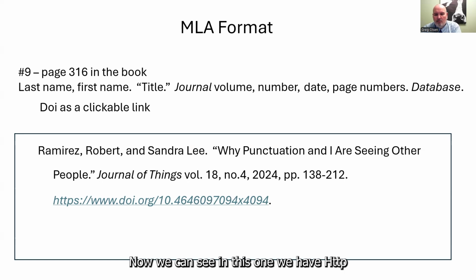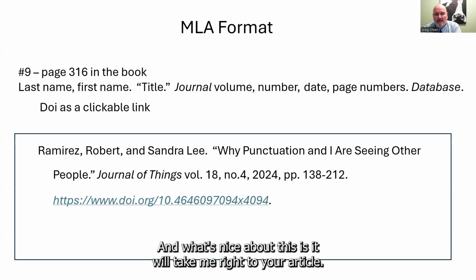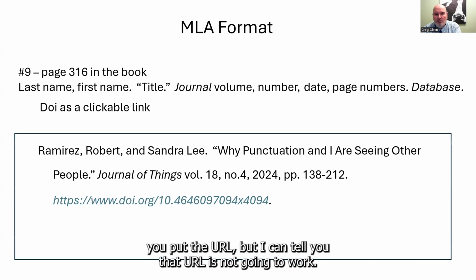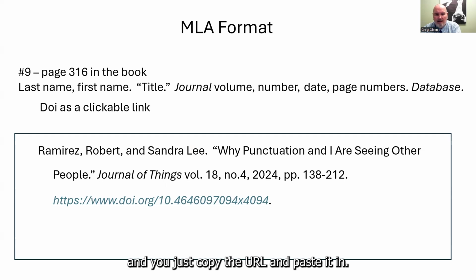Now we can see in this one, we have https://www.doi.org/. You'll need to type this in and then put in that DOI number that you see on the article. What's nice about this is it will take me right to your article. The book does say if there is no DOI number, you put the URL, but I can tell you that URL is not going to work. And that's if you open the article in EBSCO and you just copy the URL and paste it in.